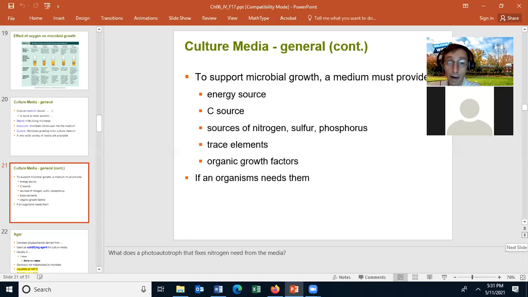Something like E. coli would need an energy source, and that would be something like glucose in the media. It would need a carbon source, like glucose in the media, a source of nitrogen, sulfur, and phosphorus in the media, and trace elements from the water in the media. E. coli, to my knowledge, doesn't require any organic growth factors.